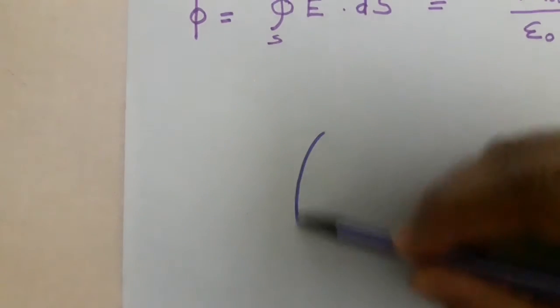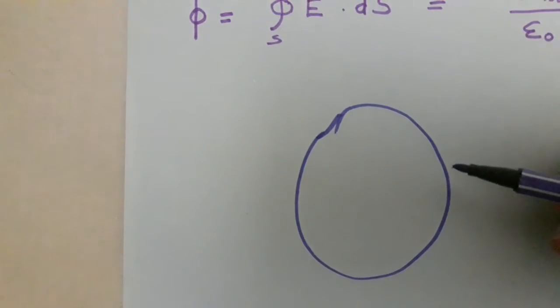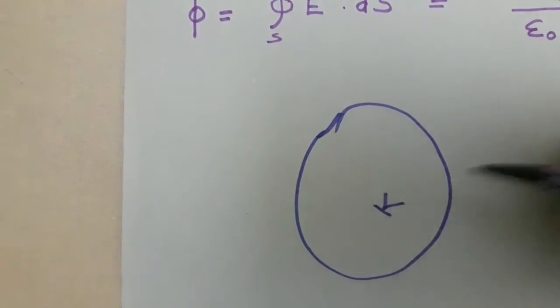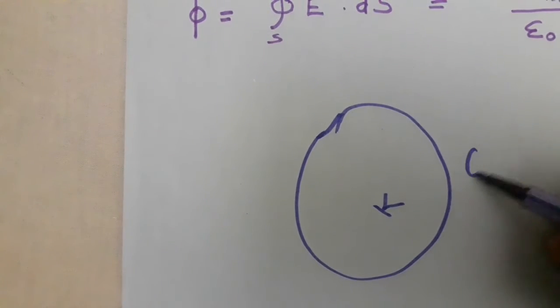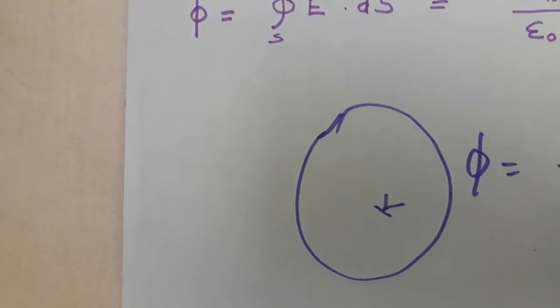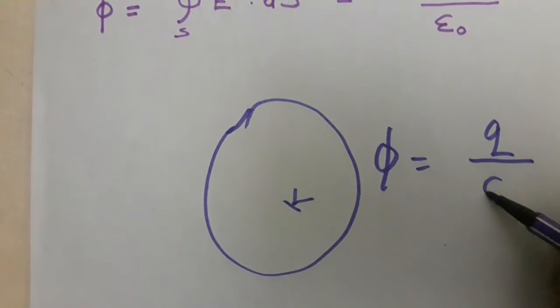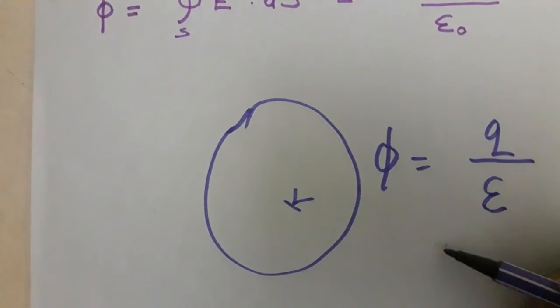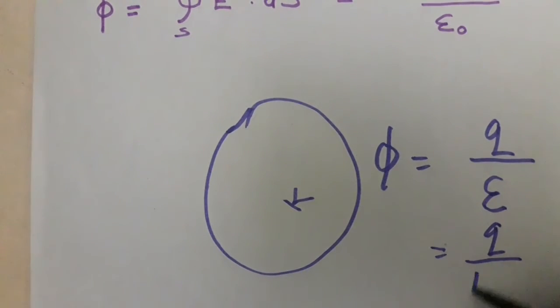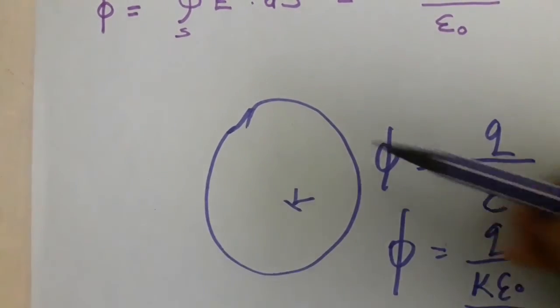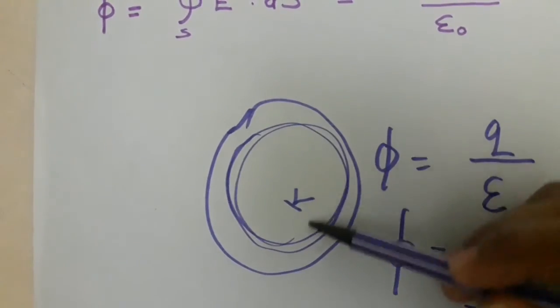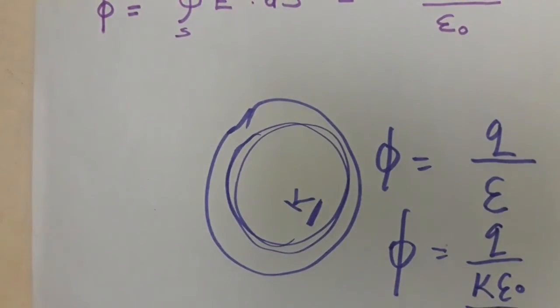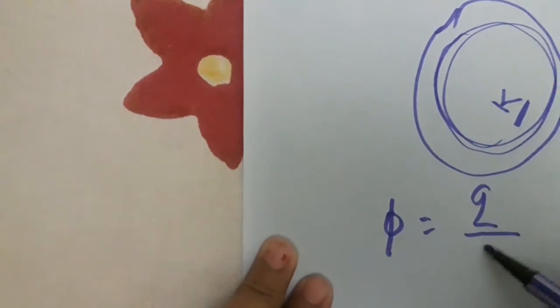But if the space in which the charges are kept has a dielectric constant K, then flux will be Q divided by epsilon, the electric permittivity of the medium, which is equal to Q divided by K epsilon 0. If instead of vacuum there is a medium of dielectric constant K, then flux is Q by K epsilon 0. If it is air or vacuum, flux is Q divided by epsilon 0.